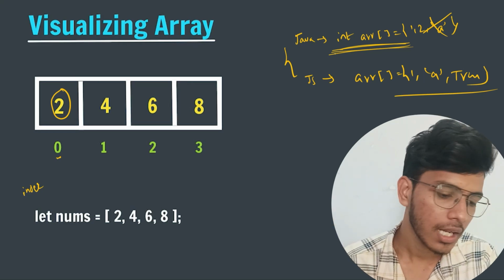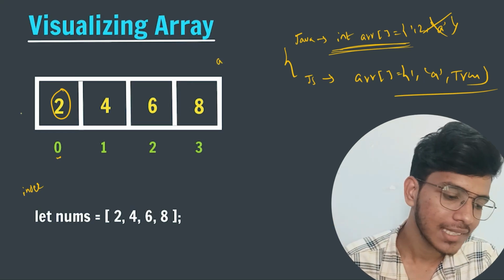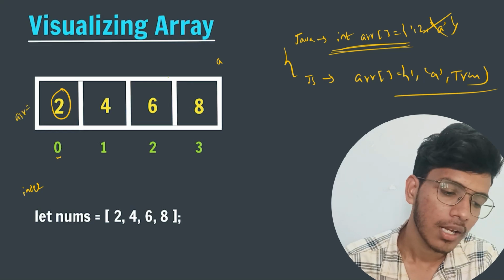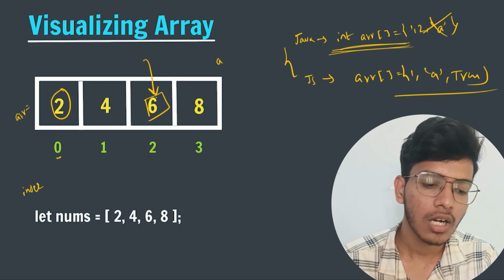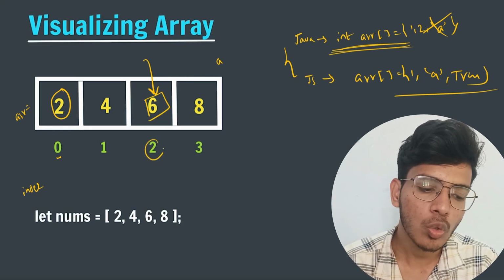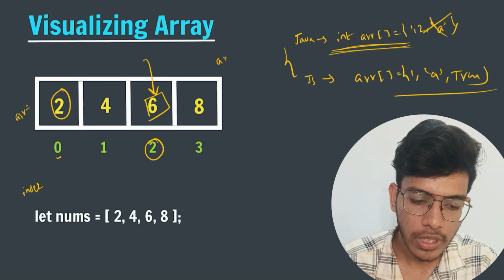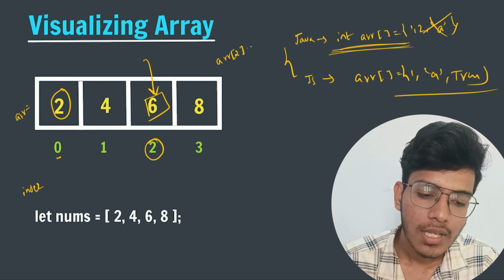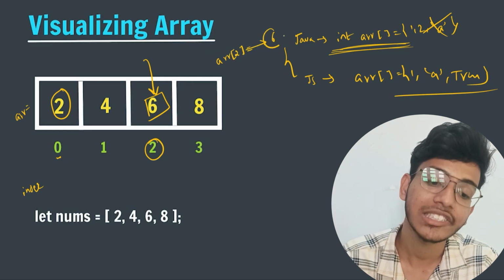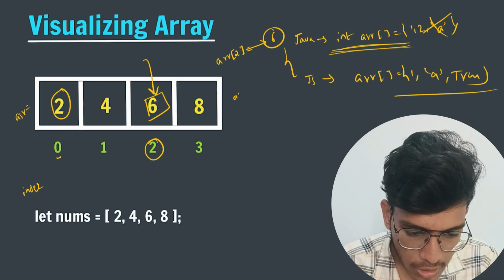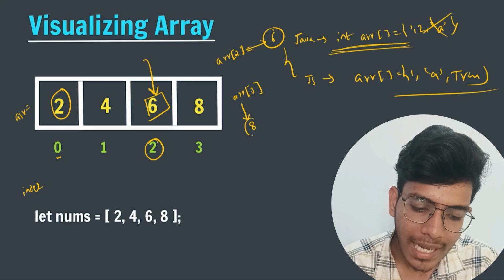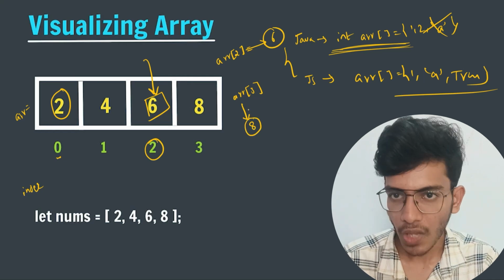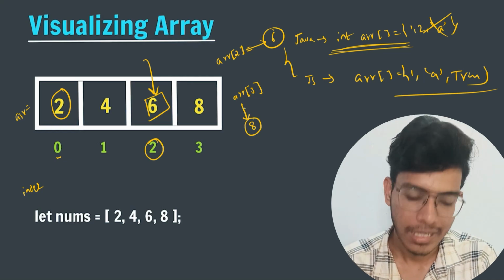Okay, clear. Now let's say the name of the array is arr, and I want to access this particular data. How I can access it is through the index. If I give arr of 2, then my output would be 6. If I give arr of 3, then this will give me the output as 8. I hope you are clear till here.